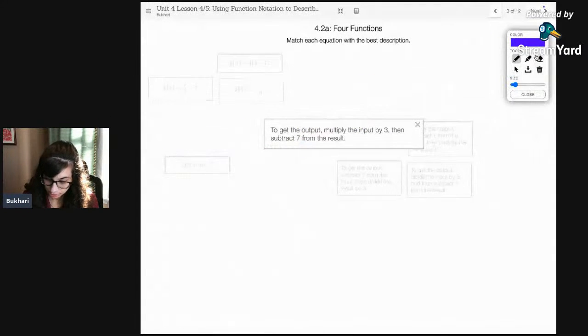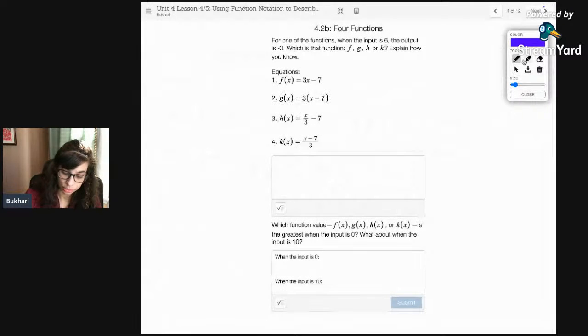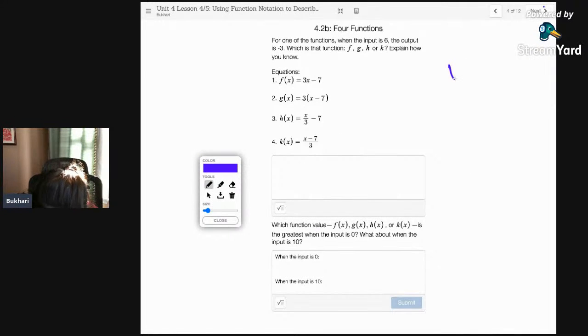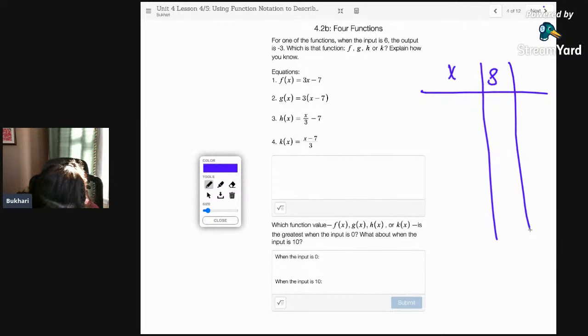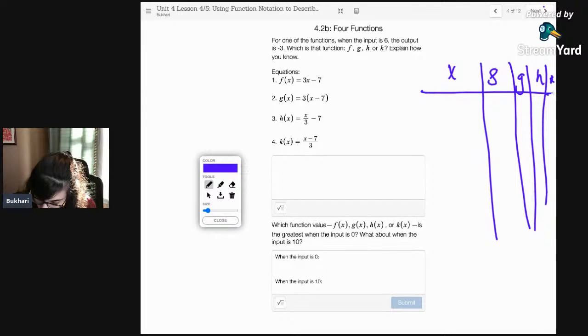And then take a look at how we can use those equations to describe relationships with our functions. For one of the equations, when I input 6, when x equals 6, the output is -3. And so the question is, which function is that? If I know my input is 6, and you can write a table out if that is easier for you. If my input is 6, what happens when I have f, when I have g, when I have h, and I'm going to run out of space, and when I have k? Right, what is happening here?